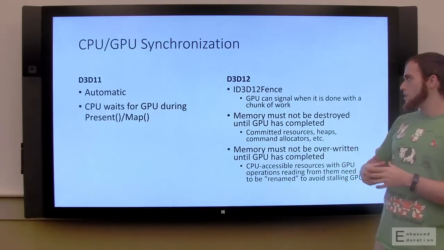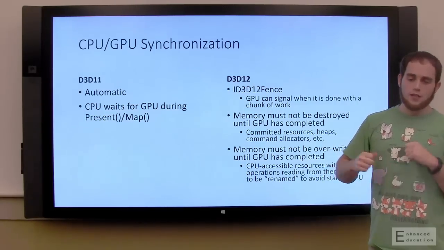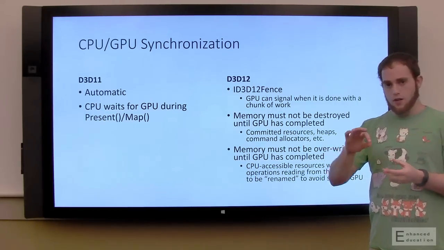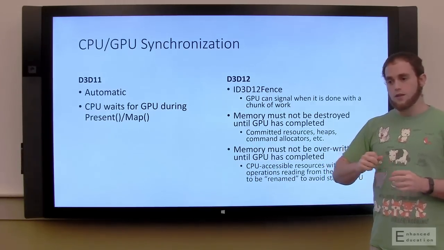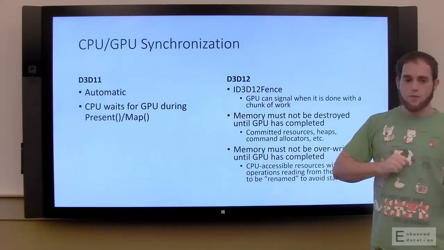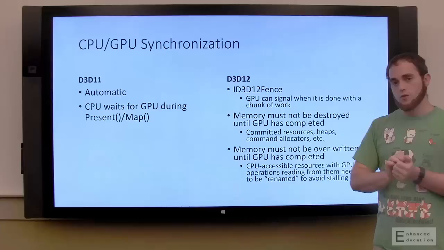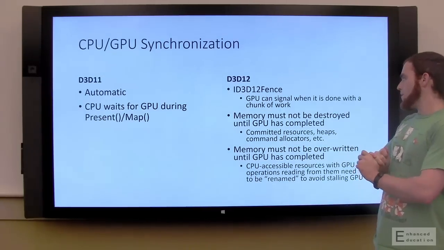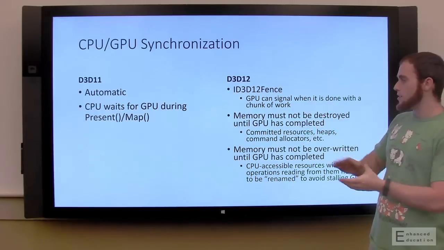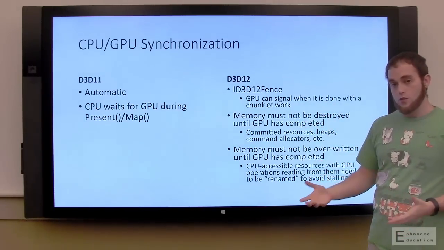So the way that you do this is you can use an ID3D12 fence object. A fence object allows you to synchronize both GPU command queues as well as the CPU. The CPU can signal or wait on fences, and the GPU can signal or wait on fences. So you can use this for bidirectional communication between the CPU and GPU for synchronization purposes. So the rule of CPU-GPU synchronization is that memory must not be destroyed until the GPU has finished reading it or using it.